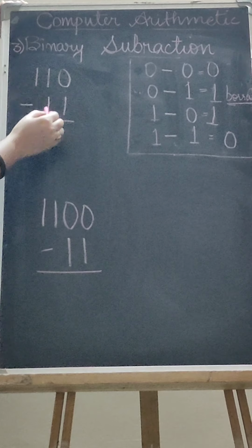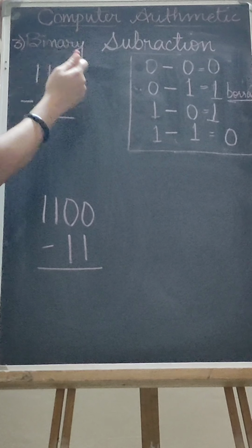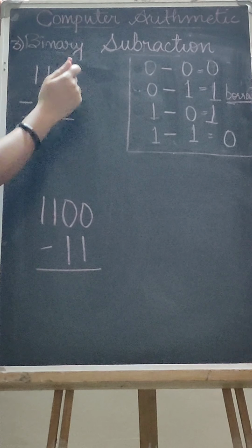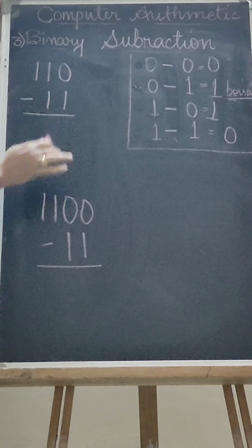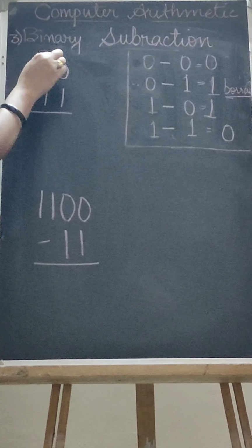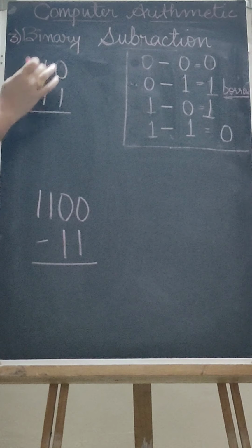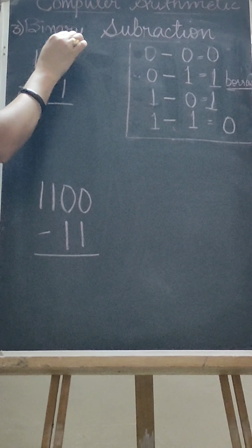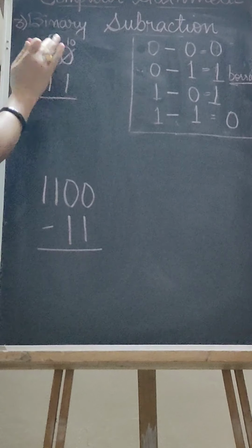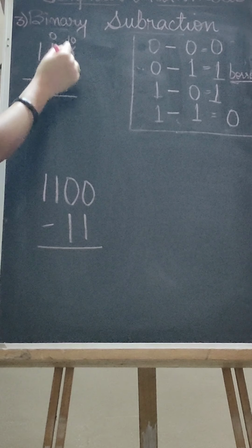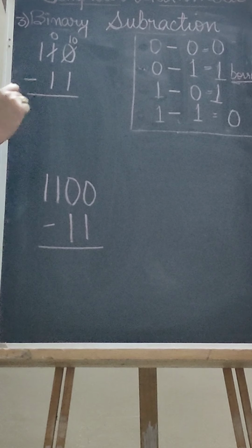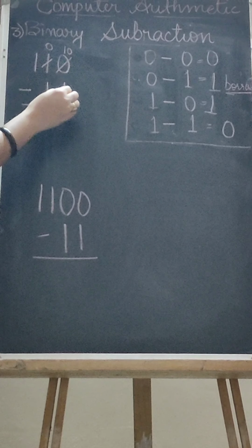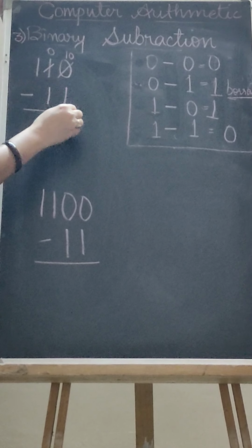1 1 0 minus 1 1. Now we have to subtract 1 from the 0, but directly the subtraction is not possible. We have to take borrow from this 1. This will become 0 and this will become 1 0. Whenever we borrow, that 0 becomes 1 0. Keep this in your mind. Now when we subtract 1 from this 1 0, it will become 1.